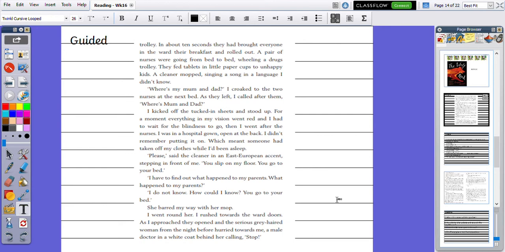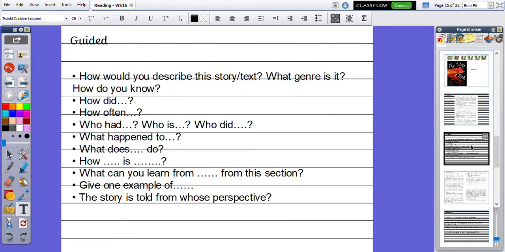Okay, so that's the next part in the Wolf Road. So here we have got some question stems. If you see questions that begin with these words, like how often, how did, who had, who is, who did, what happened to, what does somebody or something do, what can you learn from, give one example of, the story is told from whose perspective, we know that these questions are probably going to be retrieval questions. And by that we mean we need to go and find the answer in the text.